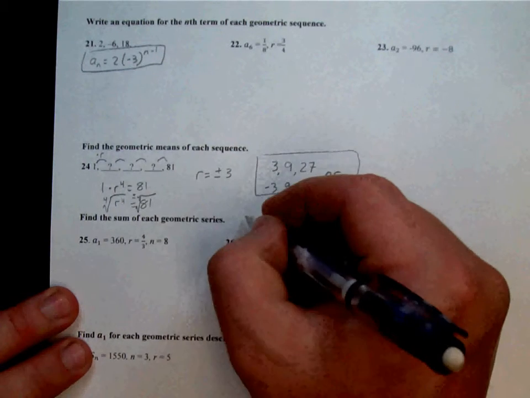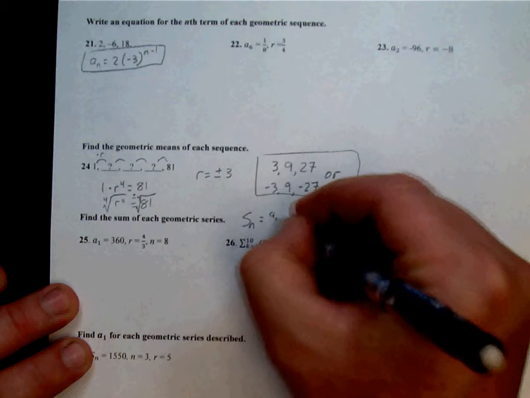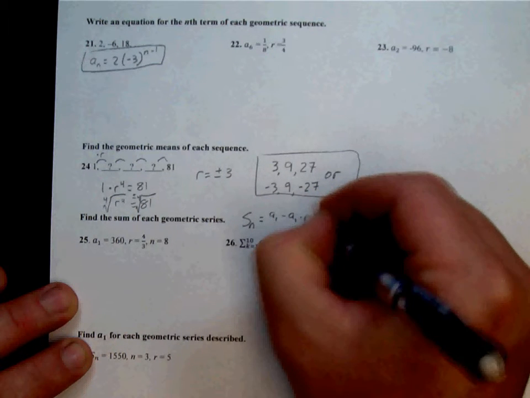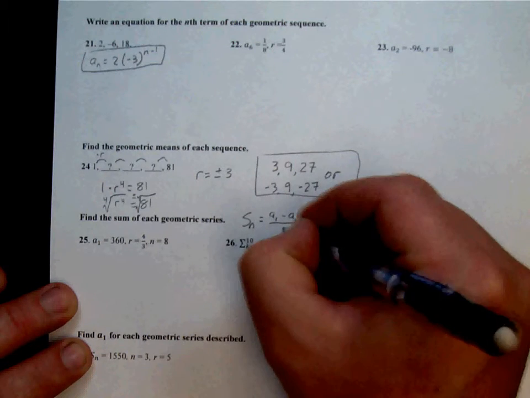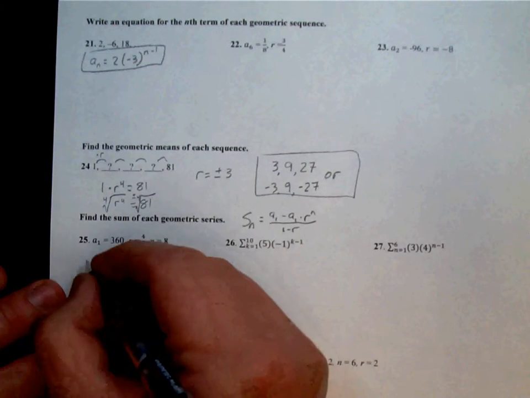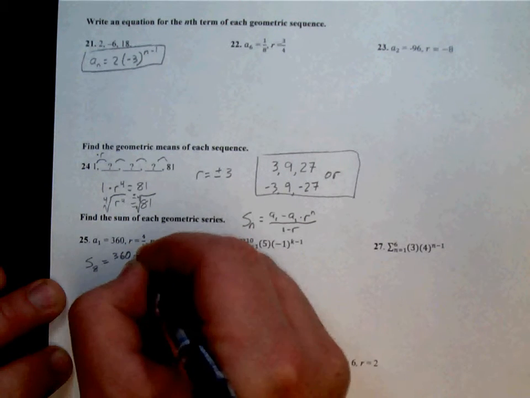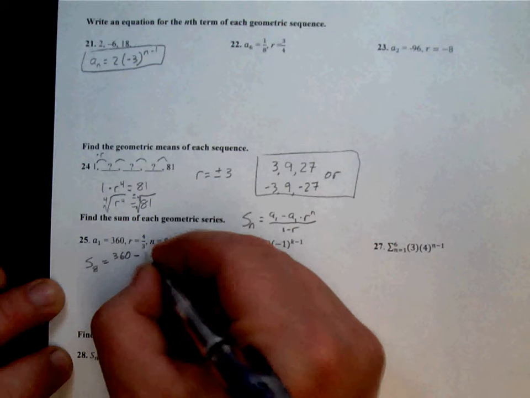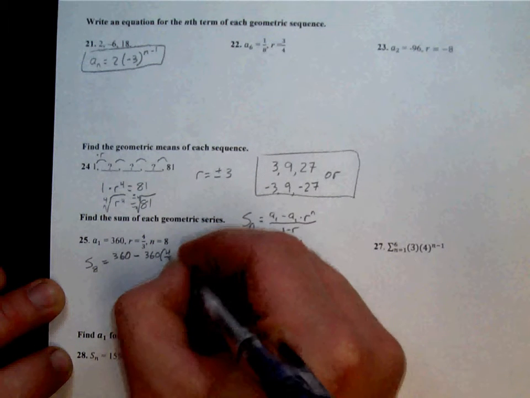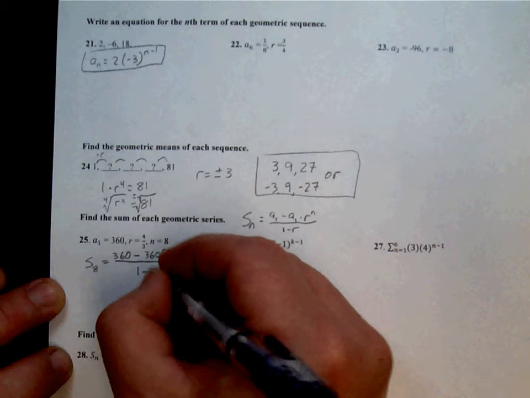25, find the sum. We had 2 formulas. Really only going to need to use this one. This will work for each of these problems. So let's plug our numbers in on number 25. The sum of these 8 terms is equal to our first term minus our first term times r to the nth power over 1 minus r.